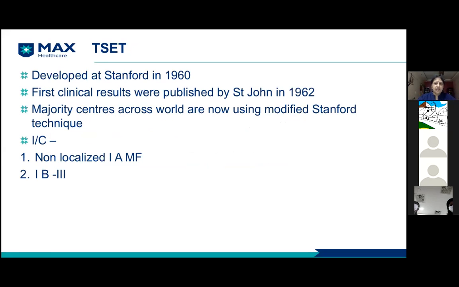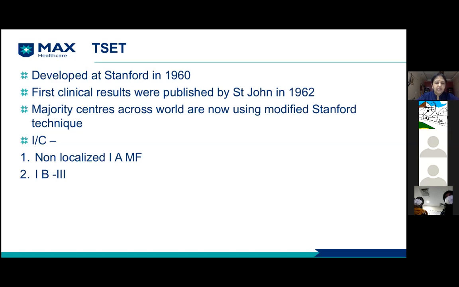Now let's come to total skin electron therapy. There are several methodologies of doing total skin electron therapy. A lot of institutions develop their own technique of delivering total skin electron therapy. But the most widely used one is the one which was developed at Stanford. It is called the Stanford technique of the 1960s. And it has been later on modified several times. So I find that the majority of centers across the world, to my information, use the modified Stanford technique.